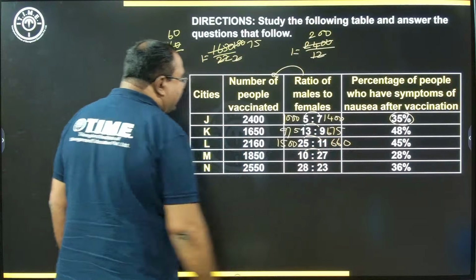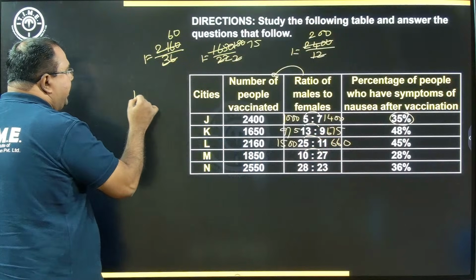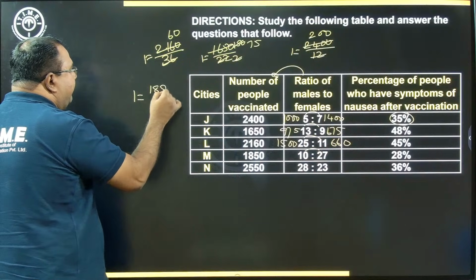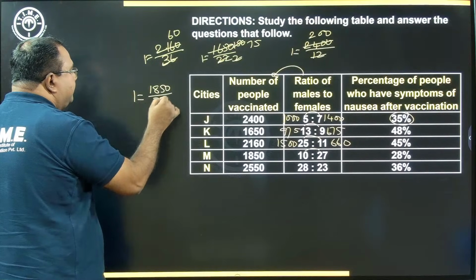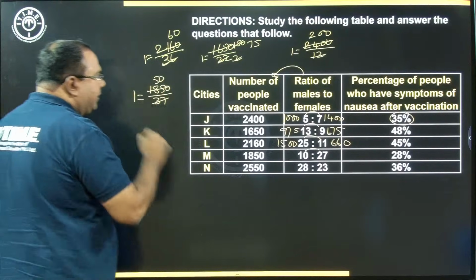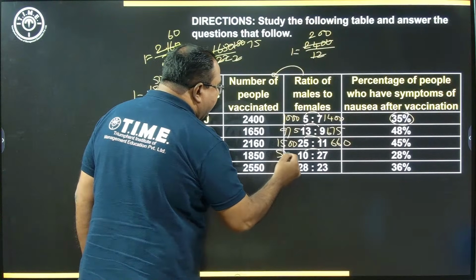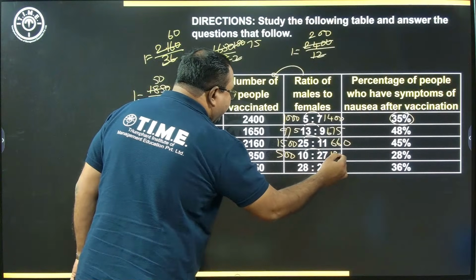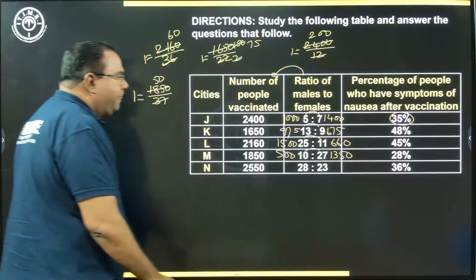10:27. Total 37 parts, 1850. So each part is 1850 by 37. Each part is 50. So this is 500. This is 1350. 27 into 5 is 135.